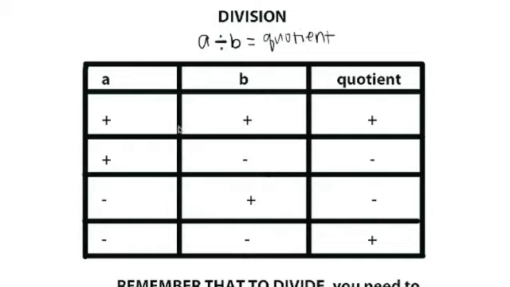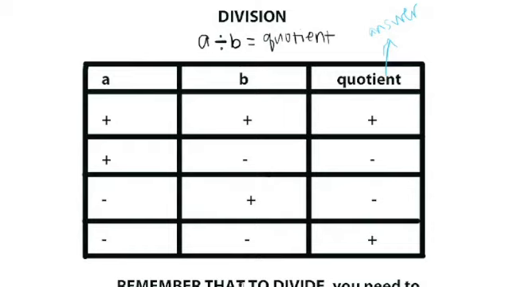Just like all the other tables, if the first number is positive, second number is positive, the quotient is going to be positive. First number is positive, second number is negative, quotient's going to be negative. Remember, quotient is just the answer for division. If we have first number negative, second number positive, our answer is going to be negative. And then last we have a negative divided by a negative is positive. So I didn't mess this one up this time. So that's how our signs are going to look.